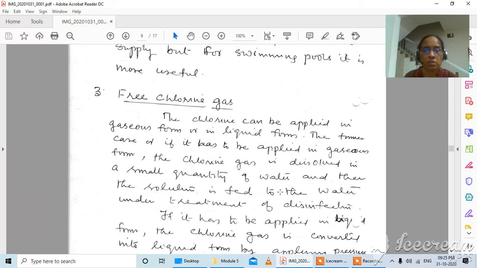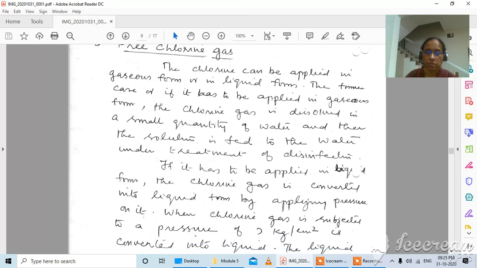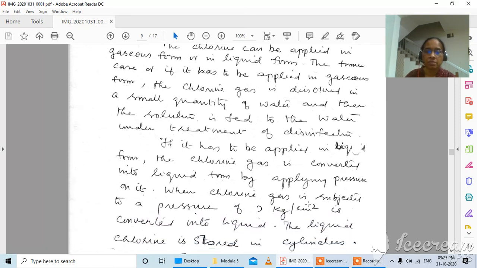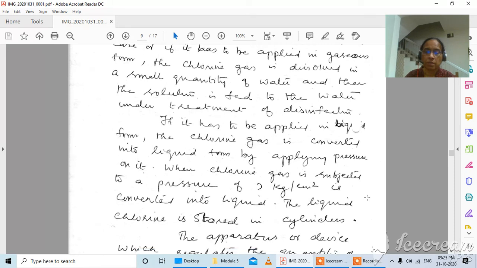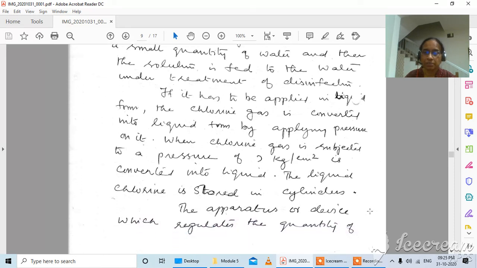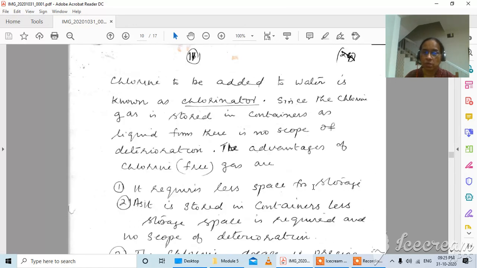In the former case, if it has to be applied in gaseous form, the chlorine gas is dissolved in a small quantity of water, and then the solution is fed to the water under treatment for disinfection. If it is to be applied in liquid form, the chlorine gas is converted into liquid form by applying pressure on it. When chlorine gas is subjected to a pressure of 7 kg per centimeter square, it is converted into liquid form, and the liquid chlorine is stored in cylinders. The apparatus or device which regulates the chlorine dose to be added to water is known as chlorinator.